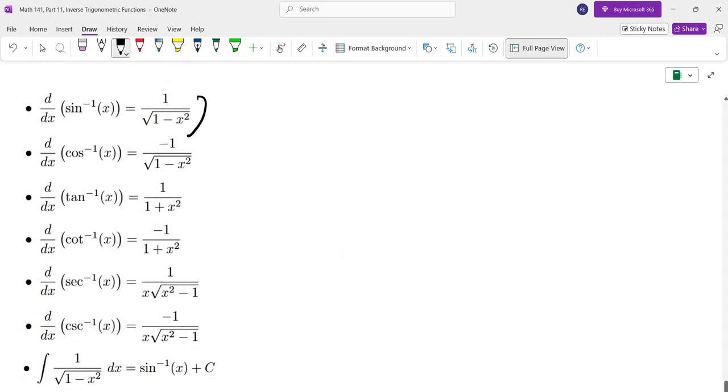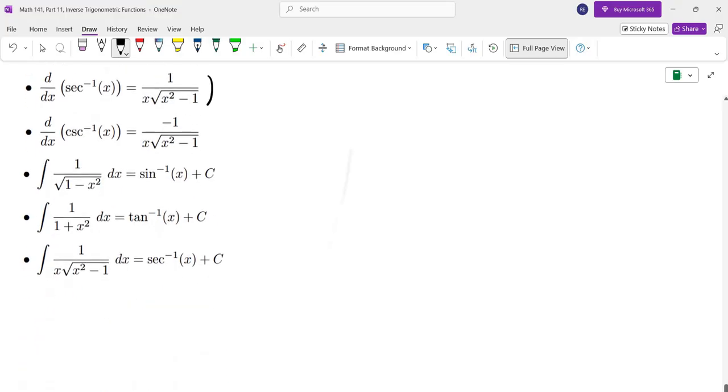And these three would give us formulas for integrals. So the integral of 1 over root 1 minus x squared would be sine inverse plus c. Integral of 1 over 1 plus x squared is going to be tan inverse plus c. And integral of 1 over x times root x squared minus 1 is going to be secant inverse plus c.